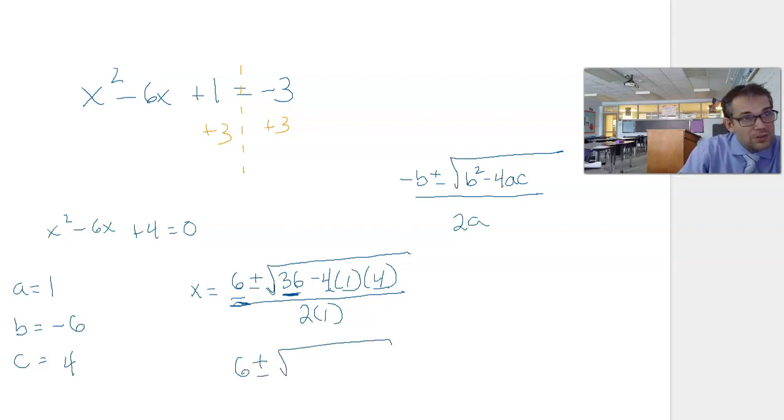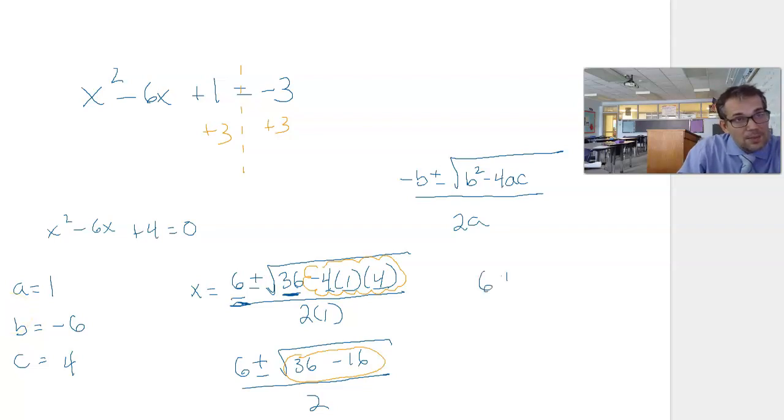It's my recommendation that you do this calculation first. So negative 4 times 4 is negative 16. So this becomes 36 minus 16 all over 2. And I'm just chipping away at this, chipping away. 36 minus 16, that's going to be 20. So 6 plus or minus the square root of 20 over 2.